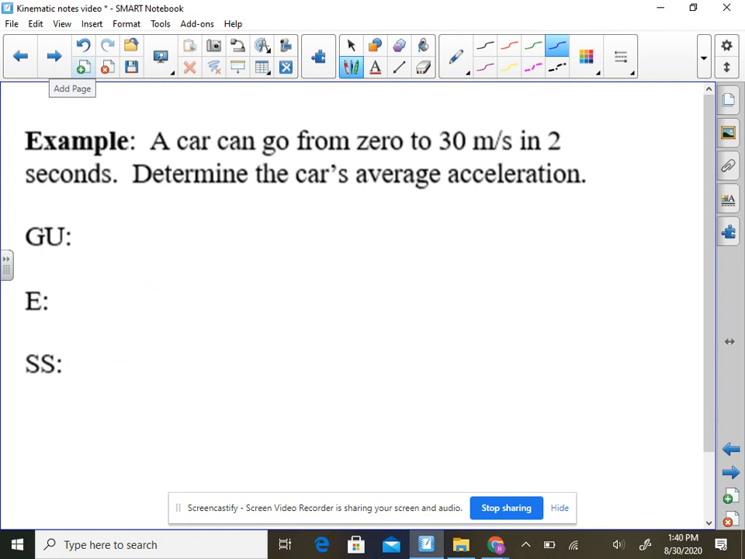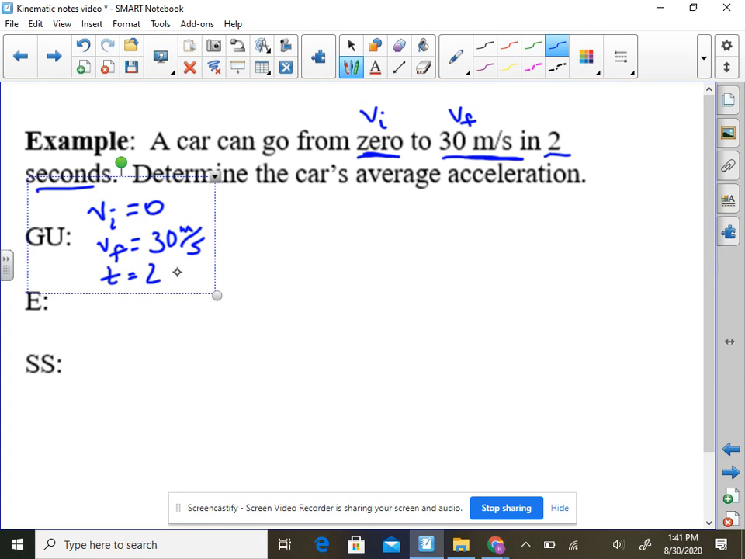Okay, now I have a car that can go from 0 to 30 in 2 seconds. Determine the average acceleration. Okay, so our givens are 0 to 30 meters per second. 0 is my initial velocity. 30 meters per second is my final velocity. So those are 2 of my givens. Two seconds is a time. And I want to find what's the car's acceleration.